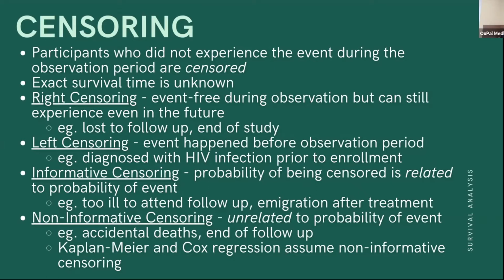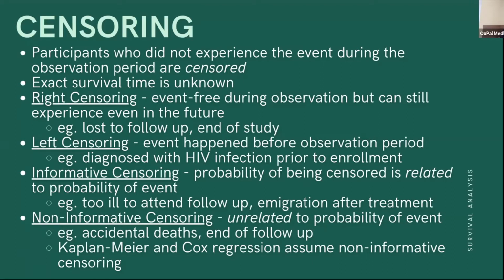And those, as you can see, the probability of being censored, them being lost to follow-up or dropping out of the study, is related to the probability of the event, or how likely they are, or how sick they are, or how well they are. So that is informative censoring. As opposed to non-informative censoring, it's unrelated to the probability of event. So the probability of being censored is unrelated.